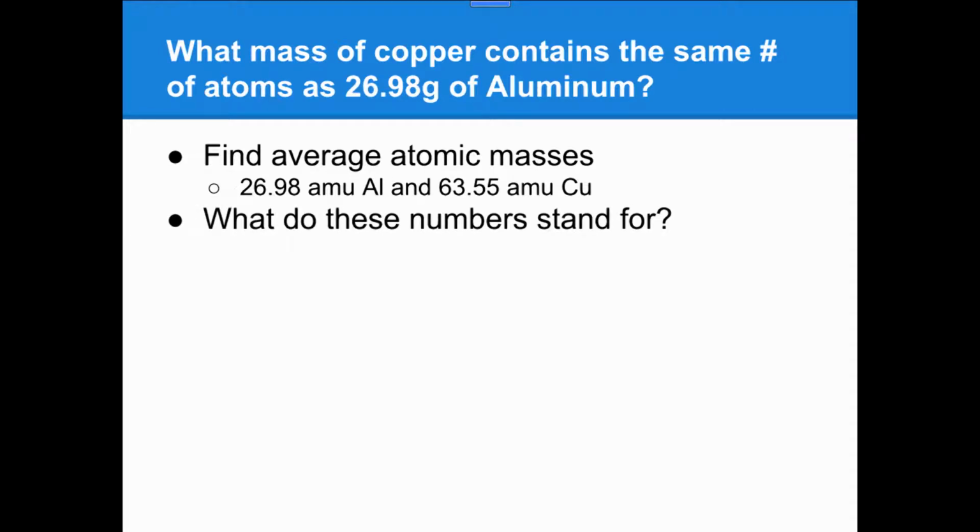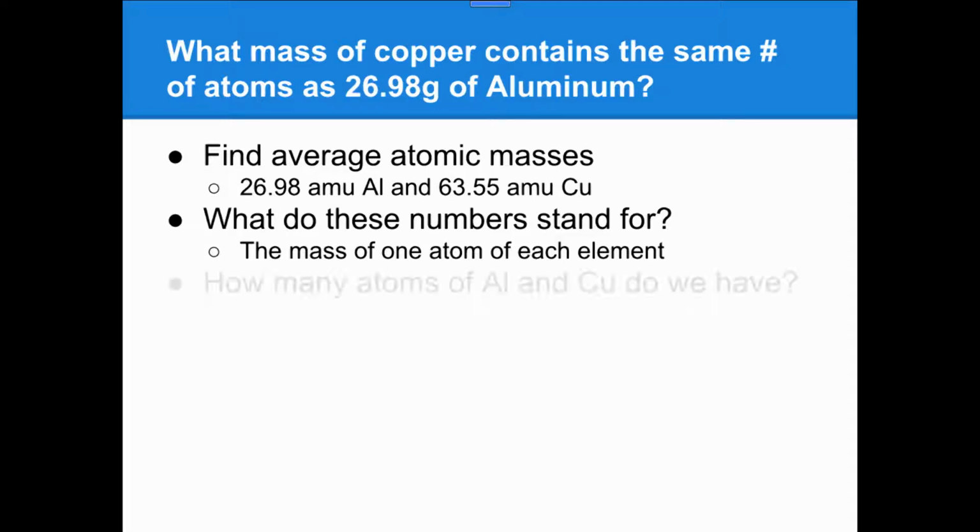So what do these numbers stand for? What does this mean? This 26.98 AMU of aluminum and 63.55 AMU of copper. What does that 26.98 and that 63.55 stand for? Well, they stand for the mass of one atom of each element. So each element of aluminum, each element of copper, that is the mass of one atom.